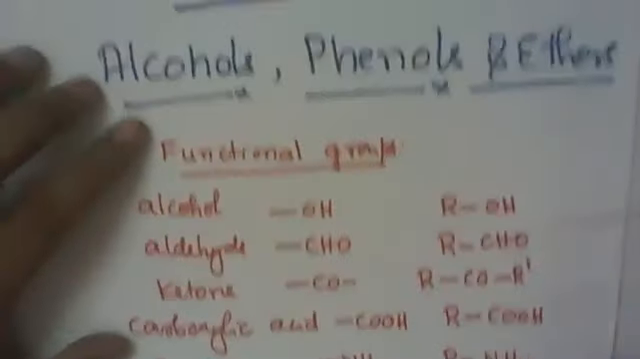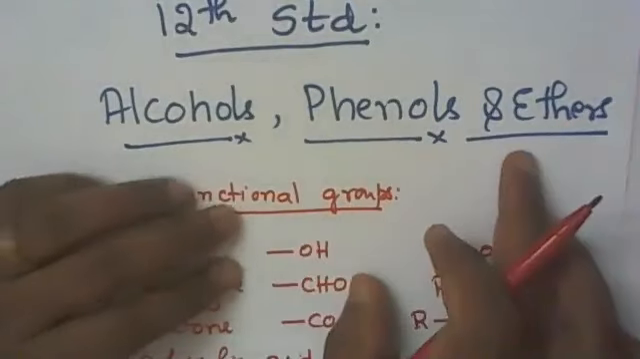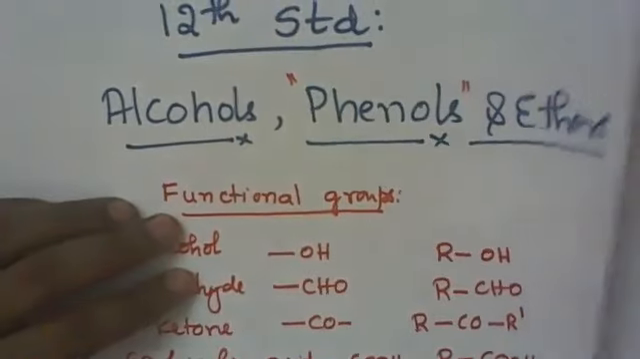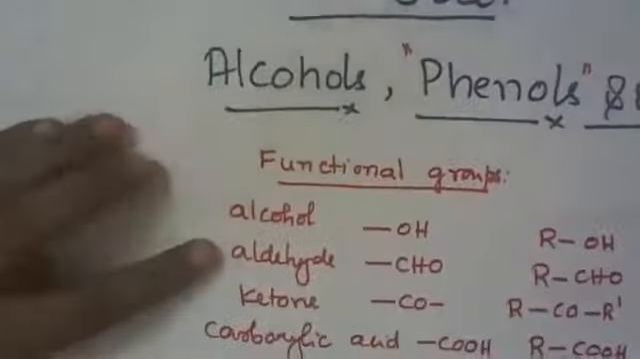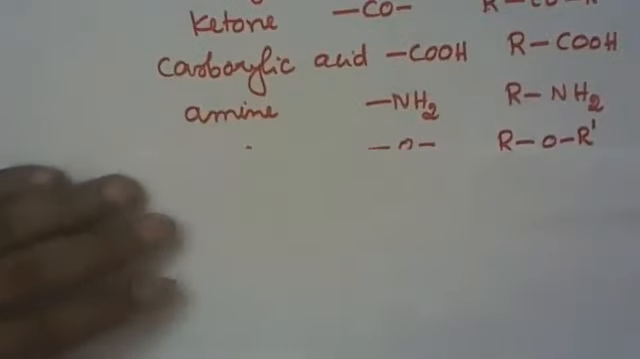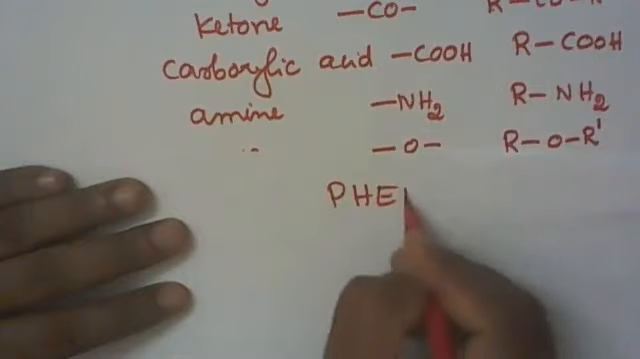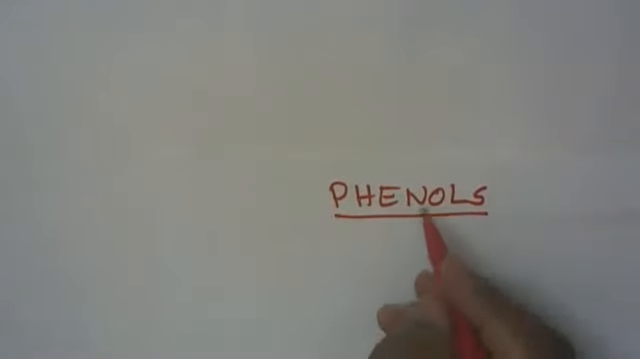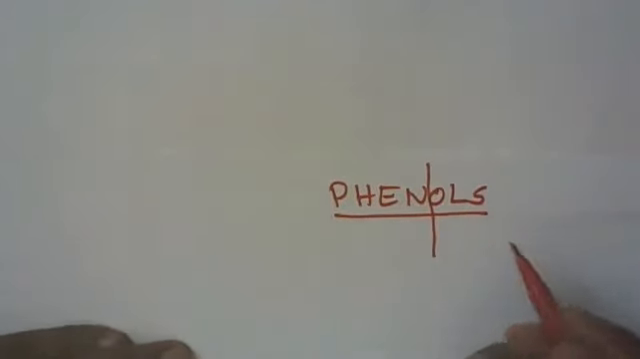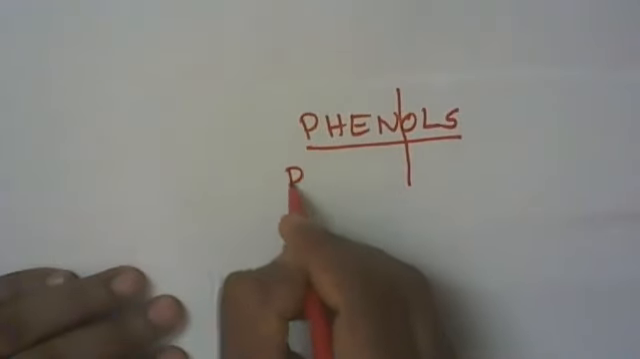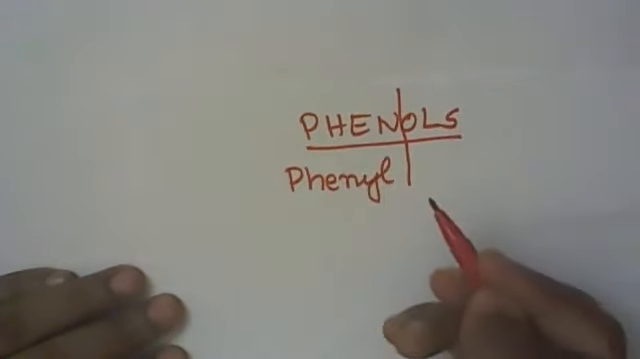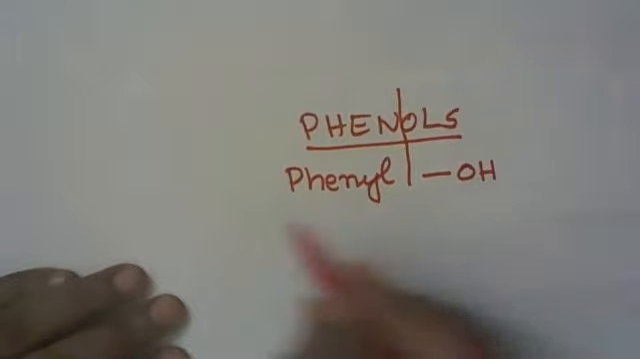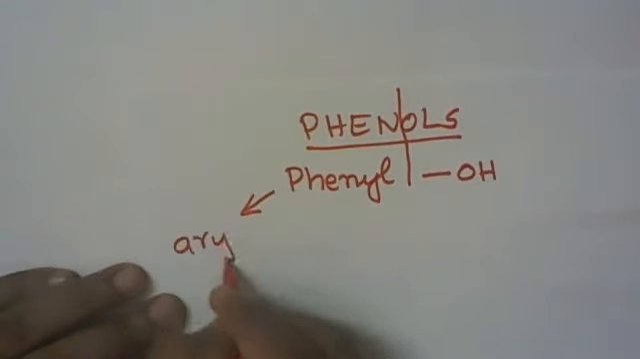So the chapter we are going to study is alcohols, phenols and ethers. I will first start with the phenols topic, okay? So we'll proceed with the phenols chapter. Phenols, I can split the word into phen and ol. Phen refers to phenyl. Ol refers to alcohol. Alcohol functional group is OH. Phenyl is an aryl group.